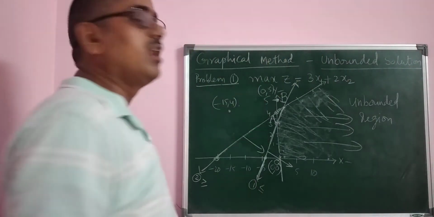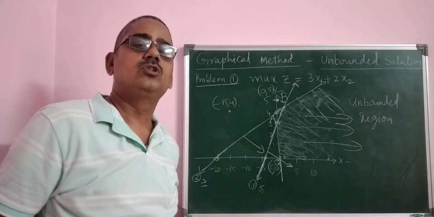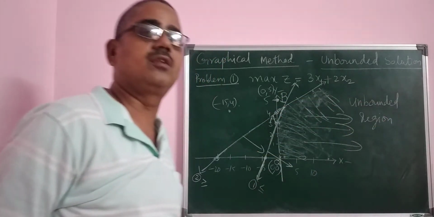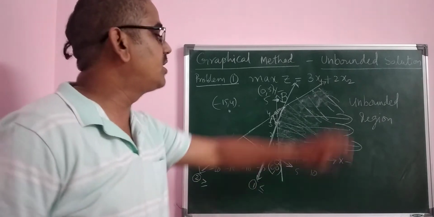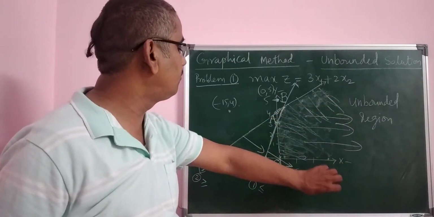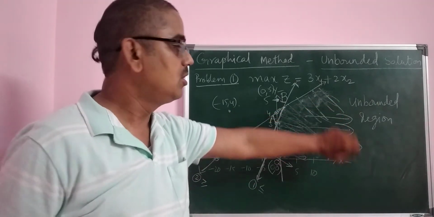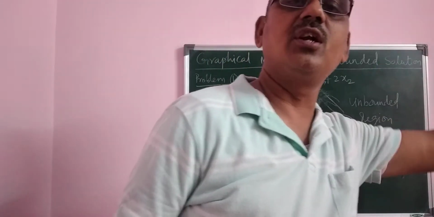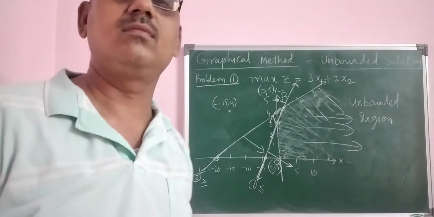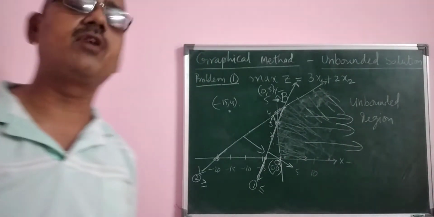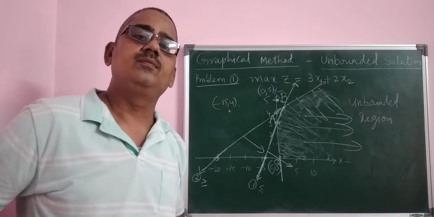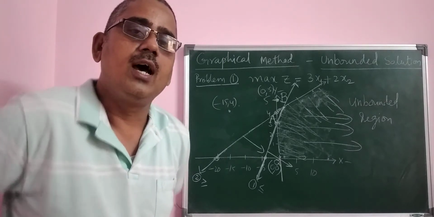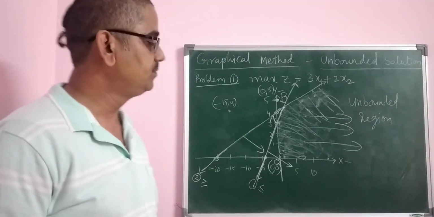This is what is called an unbounded region. There is no end to it. For example, if we consider some value 10 and 4, you can consider 20 and 4, thereafter 100 and 4. Whatever point we consider, it is always increasing. There is no end, so hence it is called an unbounded region.